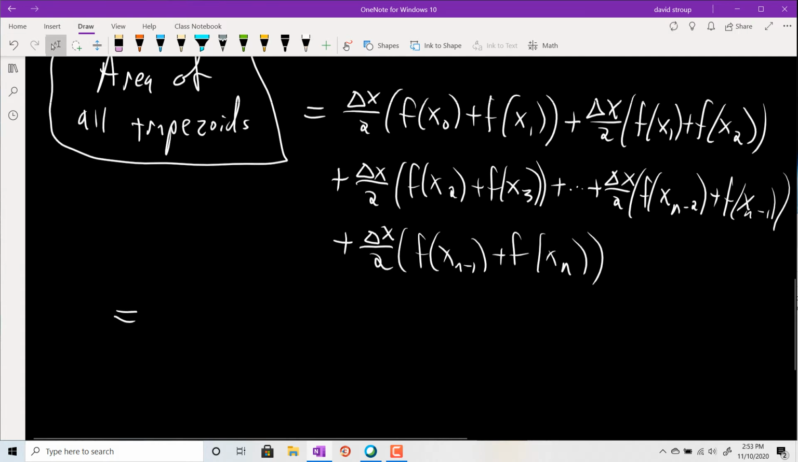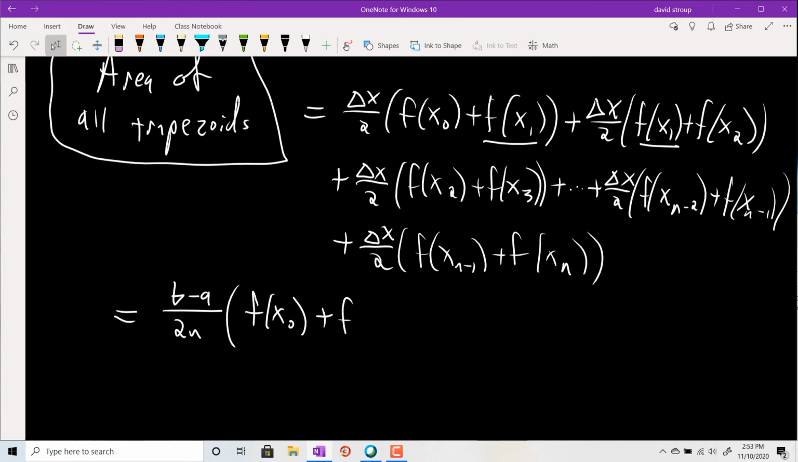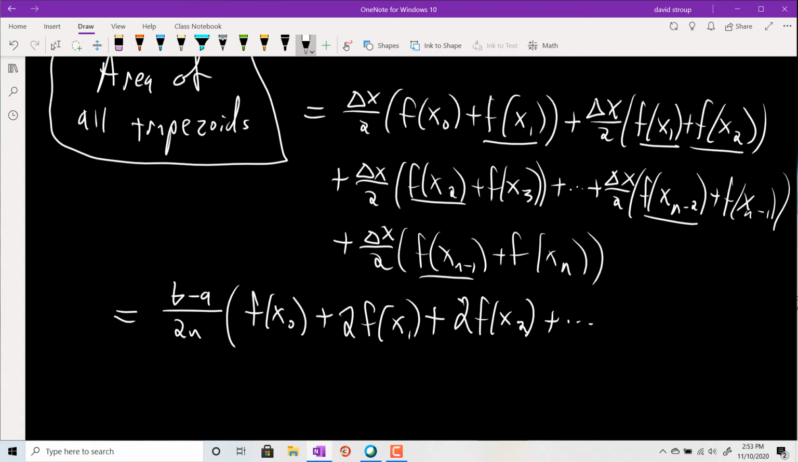If we factored out the change in x over 2 and rewrote it as (b minus a) all over 2n, what's going to happen is we have some bunching, right? You'll have the f of x sub 0, but then you're going to have 1, 2 f of x sub 1s, so we'll write 2 times f of x sub 1. Then you'll have 2 f of x sub 2s, so 2 f of x sub 2, and that will continue all the way until the end, where you'll have 2 f of x sub n minus 2, because there's a 1 right before it. And then you have these 2 f of x sub n minus 1s.